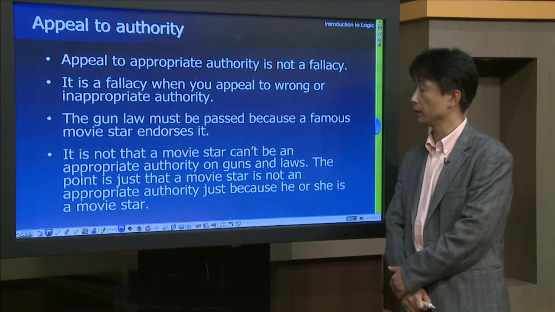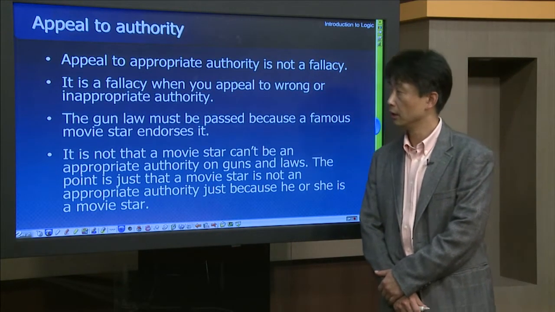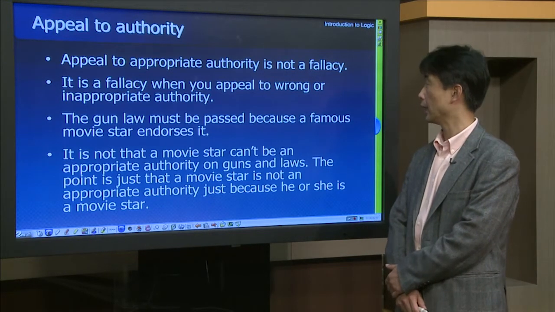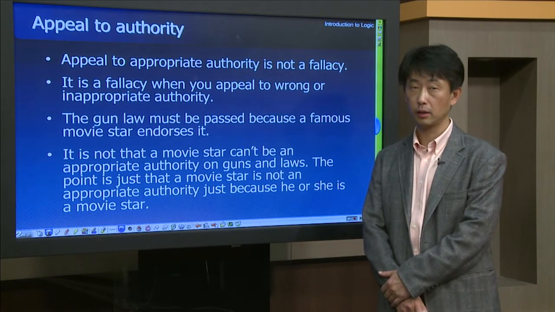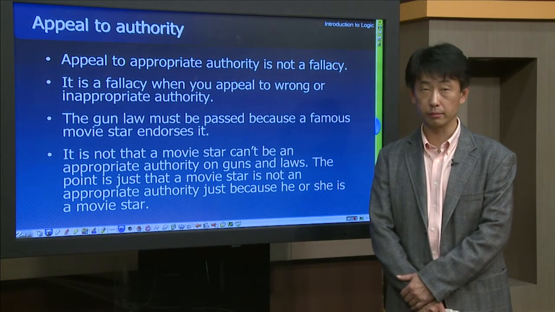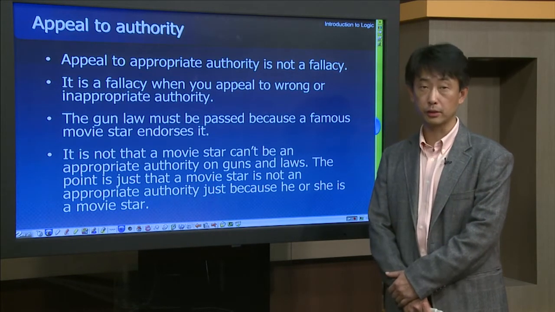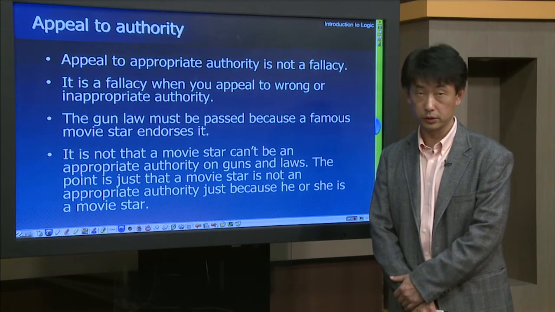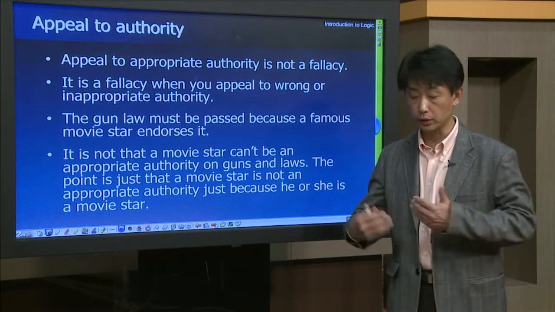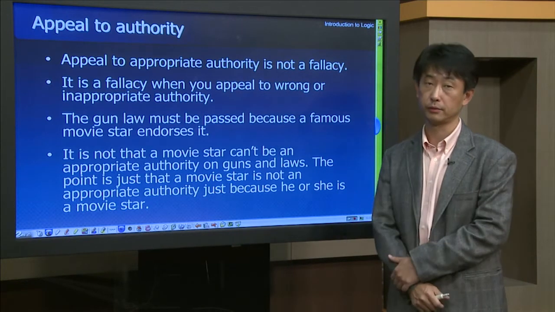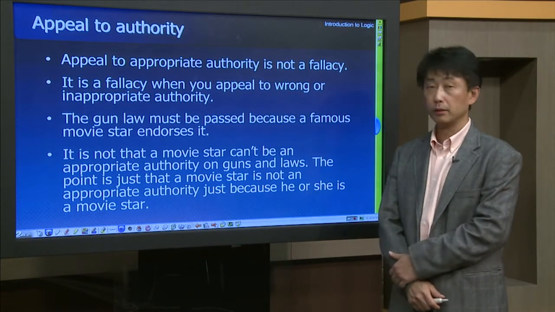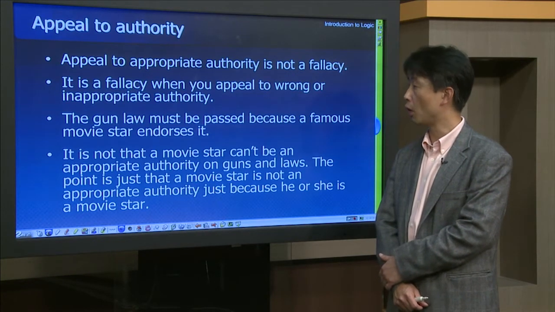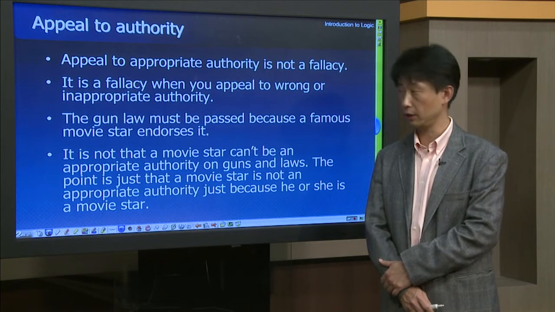Appeal to authority. Appeal to appropriate authority is not a fallacy. We do this all the time. We ask the appropriate experts and seek their opinions when we try to make up our own minds. But a fallacy occurs when you appeal to the wrong or inappropriate authority.